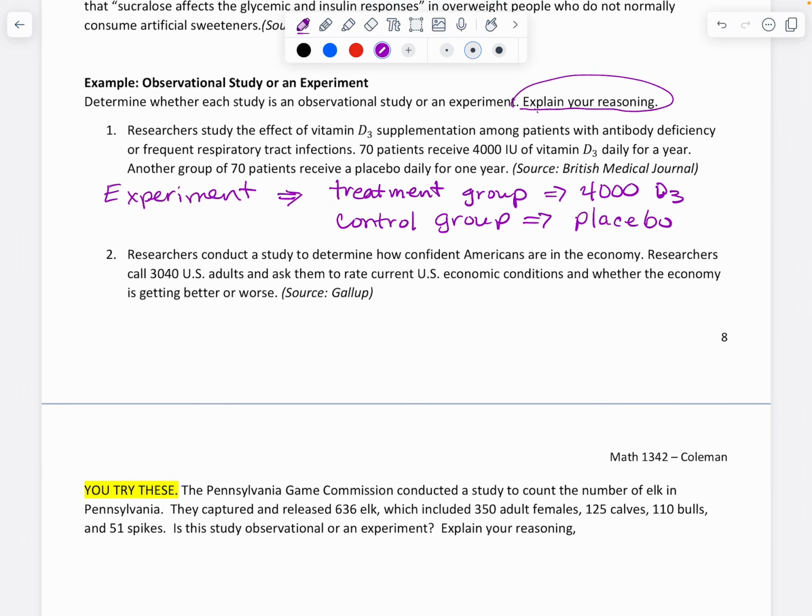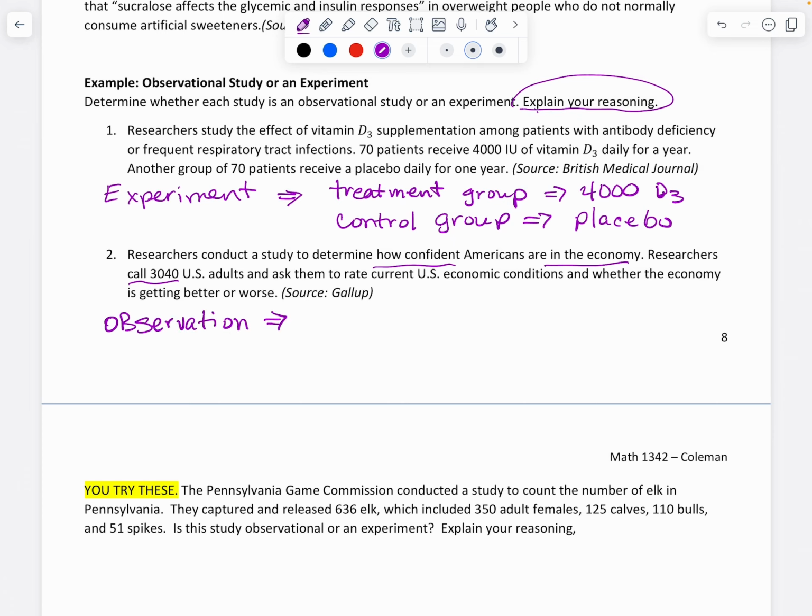Right? For number 2, researchers conduct a study to determine how confident Americans are in the economy. Researchers called, so they got on the phone, they called 3,040 U.S. adults and asked them to rate the current U.S. economic conditions and whether the economy is getting worse or better. So in this case, there's no placebo, there's no additional treatment group. Everybody's getting asked the exact same question and they are just recording the answers. So this one then is observational.